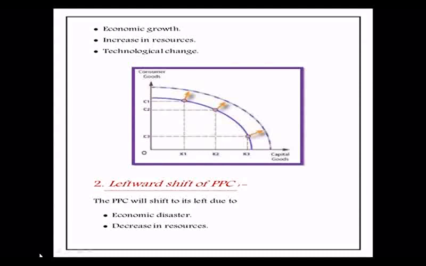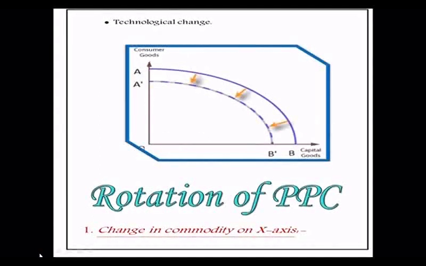ठीक है. Next, PPC can be shift leftward also. When PPC shift to left, when there will be economic disaster, decrease in resources or technological degradation, we can say, जब ये 3 रीजन होंगे तो पीपीसी कर्व लेफ्टवर्ड भी शिफ्ट हो सकता है.